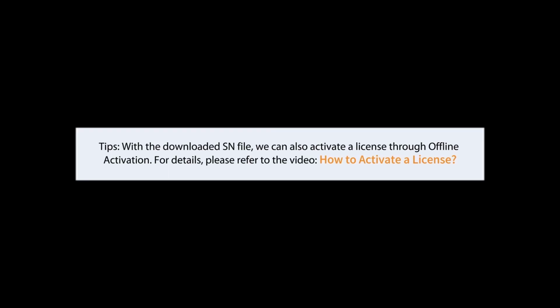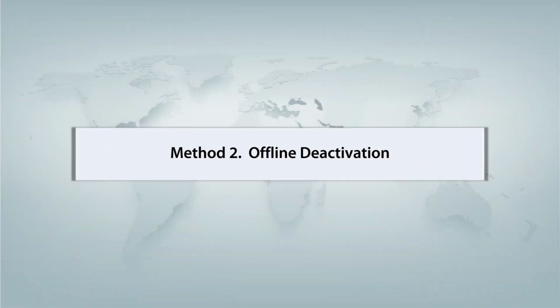You can also use the SN file for offline activation. For detailed instructions, please refer to the video on how to activate the license. Method 2. Offline deactivation.